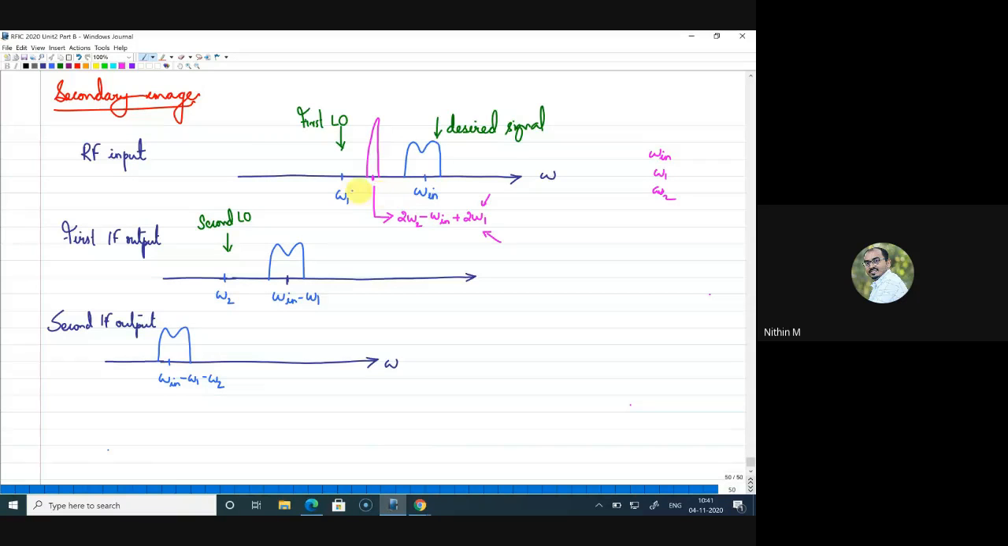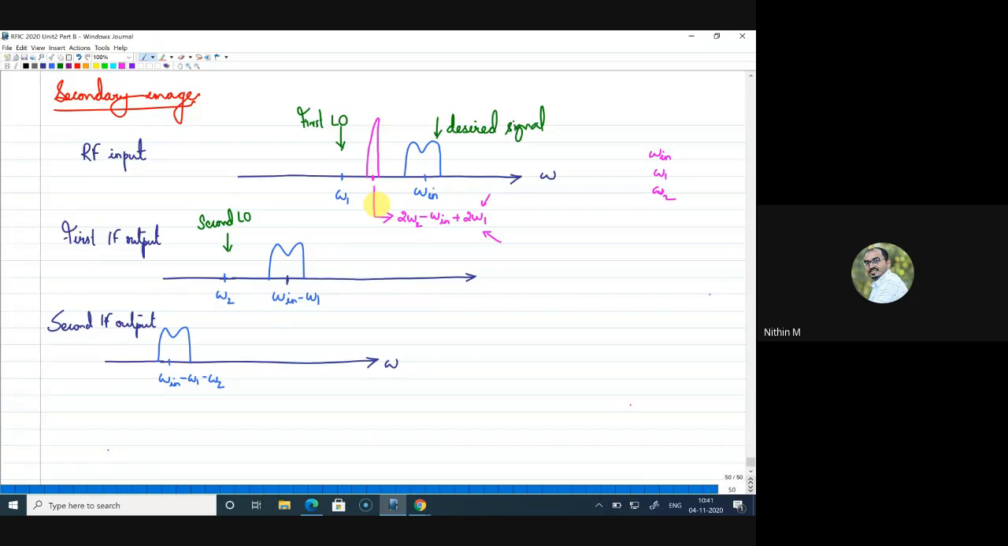All right. Now, for the first IF output, I have shifted omega in to omega in minus omega 1, right, and there is a second LO component at omega 2. Now, what will happen to this frequency? If there is a frequency component lesser than omega in, at the first IF, what will be the frequency of this? Where will this pink component get shifted? Any idea?